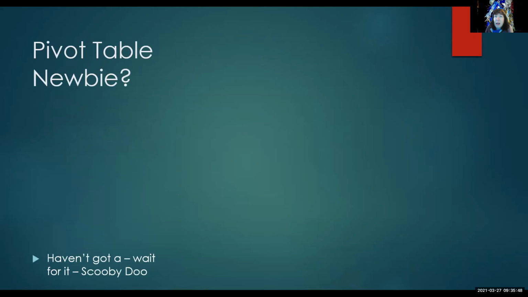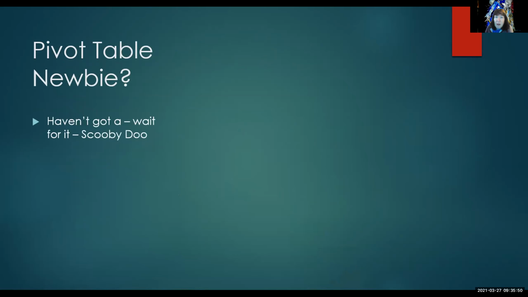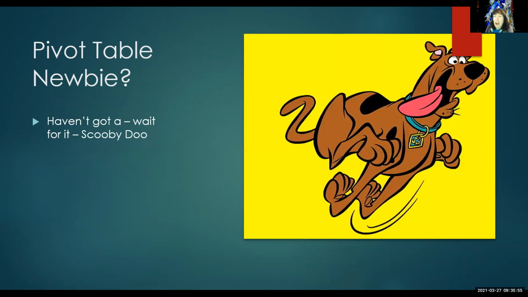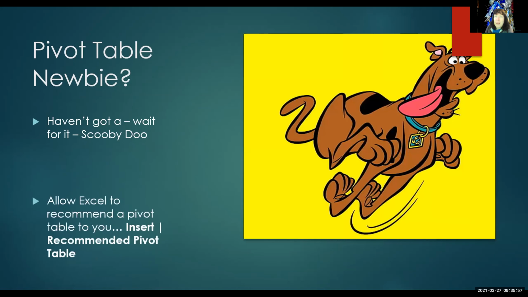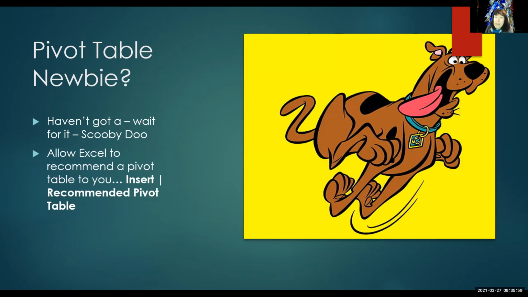So a little bit more about it if you're a newbie. If you haven't, wait for it, this took an awful long time for me to put together, a Scooby-Doo or a clue. Allow Excel to recommend a pivot table to you: Insert, Recommended PivotTables. Excel has a lot of features where it actually recommends things to you, and that's usually built on thousands of users, so it's well worth starting there if you're thinking I haven't got a clue.